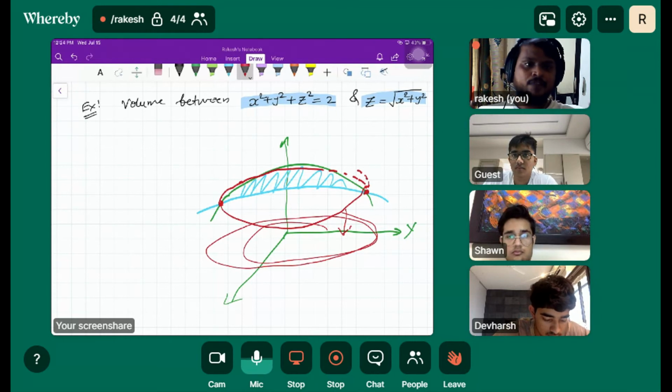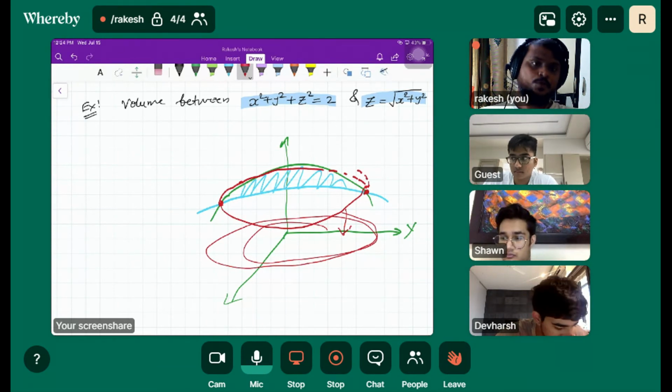And why do we require the region? We require the region to set up the double integral, to provide the upper and lower limits of the integral, right? That's why we require the region every single time.